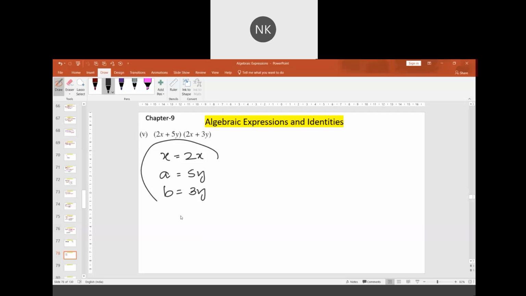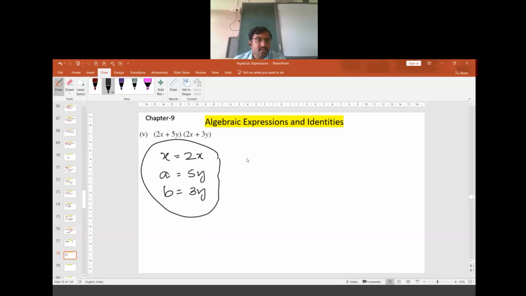Now it becomes difficult to tell the answer directly because a plus b times 2x will not be a number; it is actually terms. 5y added to 3y is 8y. This is a plus b, 8y. 8y multiplied by 2x will be 16xy. So 4x square plus 16xy plus 15y.